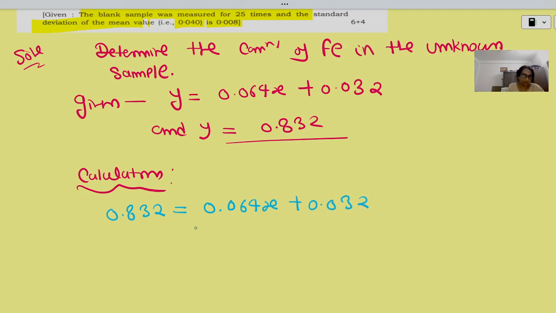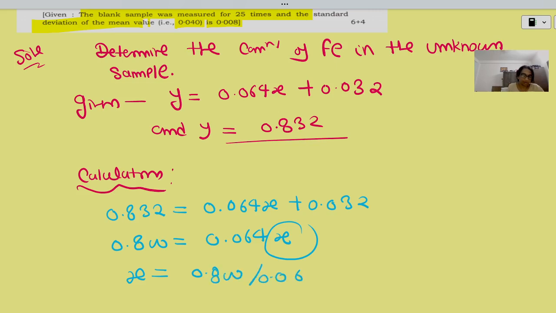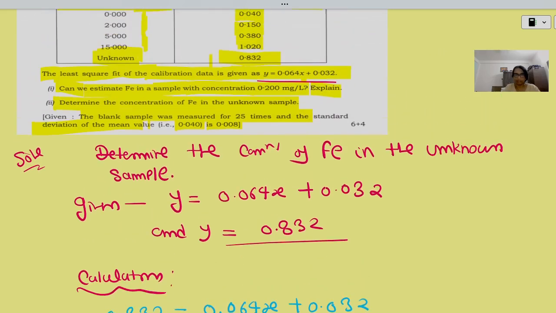Now for solving this equation, we will get 0.800 is equal to 0.064x. For calculation of x, rearrange the equation: x is equal to 0.800 divided by 0.064. After calculation of this value, we will get 12.5 milligrams per liter. Unknown concentration is 12.5 milligrams per liter.